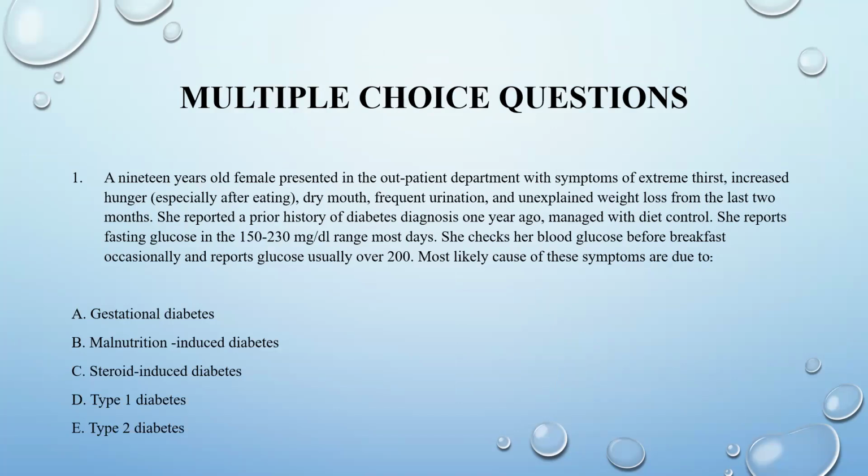The first MCQ is a 19-year-old female presented in the outpatient department with the symptoms of extreme thirst, increased hunger, dry mouth, frequent urination, and unexplained weight loss for the last 2 months. She reported a prior history of diabetes diagnosis 1 year ago, managed with diet control. She reports fasting blood glucose in the 150 to 230 mg per dL range most days. She checks her blood glucose before breakfast occasionally and reports glucose usually over 200 milligrams per dL. Most likely cause of these symptoms is A, gestational diabetes, B, malnutrition induced diabetes, C, steroid induced diabetes, D, type 1 diabetes mellitus, and E, type 2 diabetes mellitus.